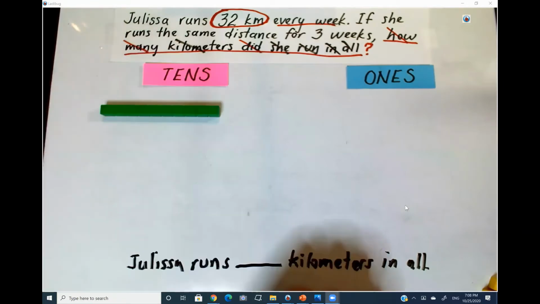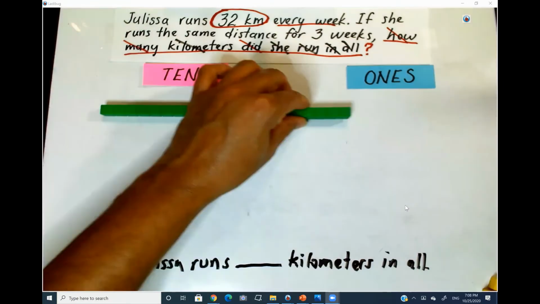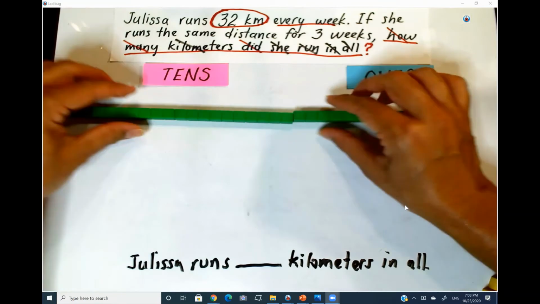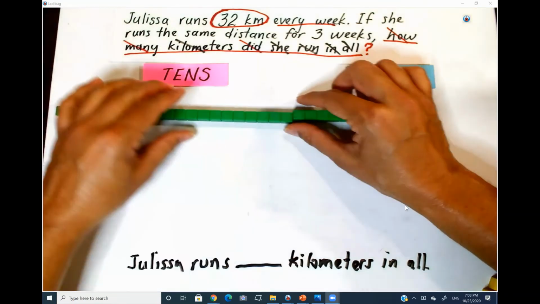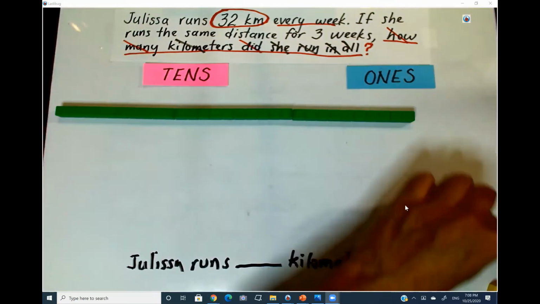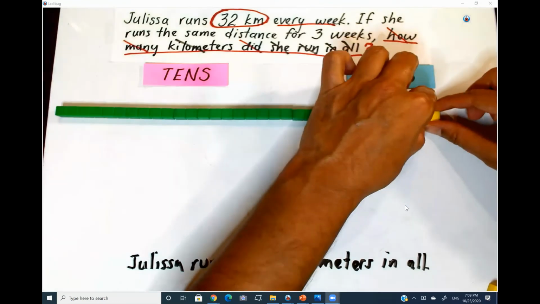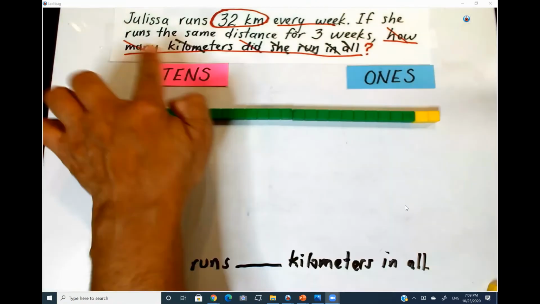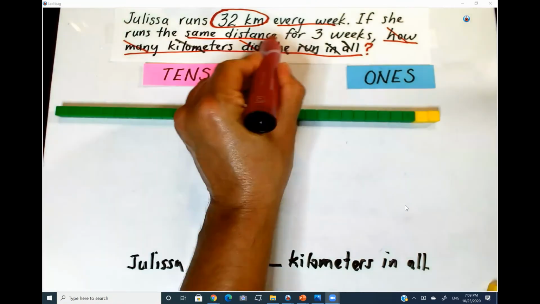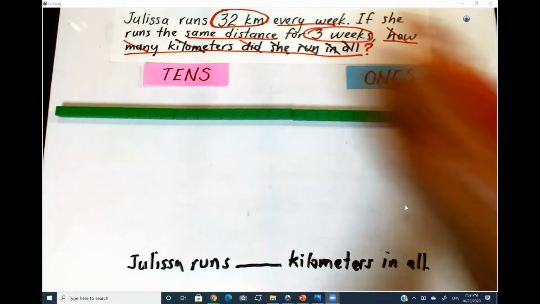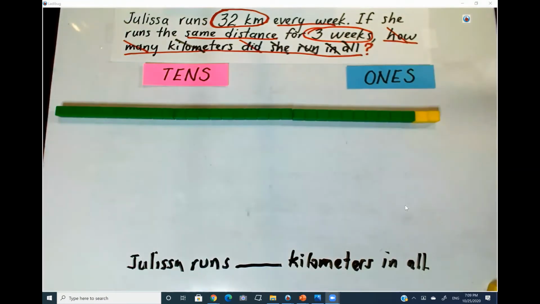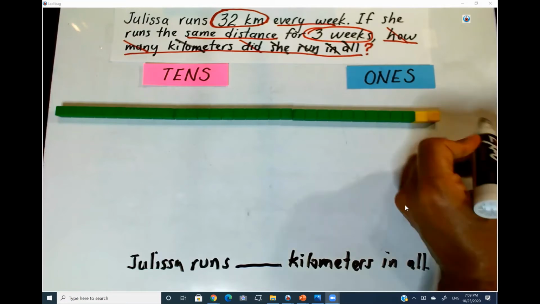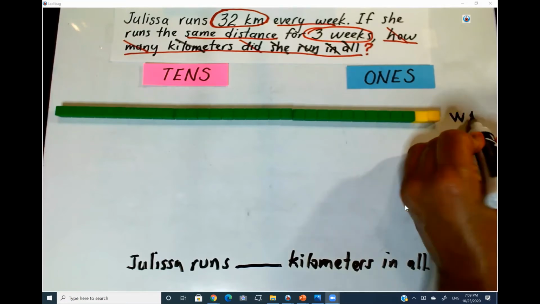10, 20, and 30. Those are our tens. And then 2 ones. So we have here the 32 kilometers that she runs every week. Then we have another piece of information that says, if she runs the same distance for 3 weeks. Now we have to represent the 3 weeks. So far we know that this is going to be week 1. She runs this in 1 week.